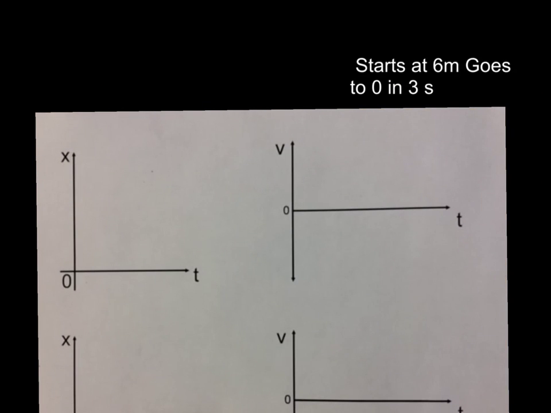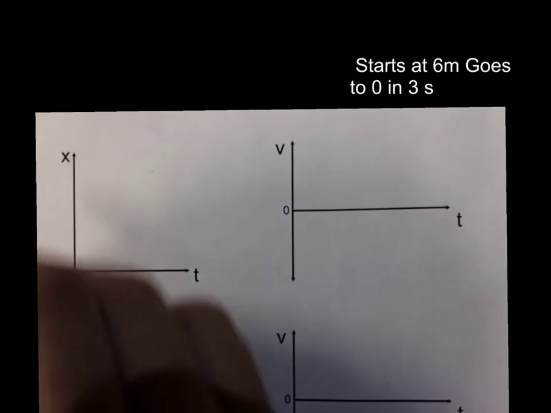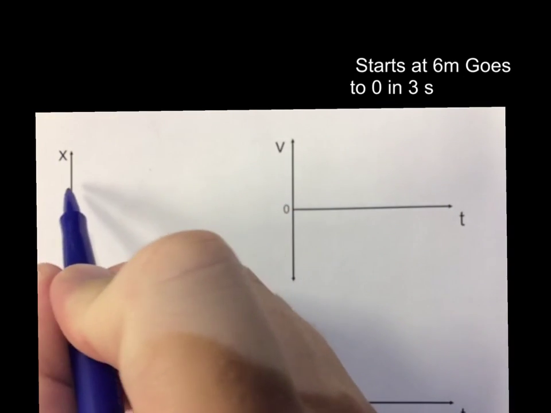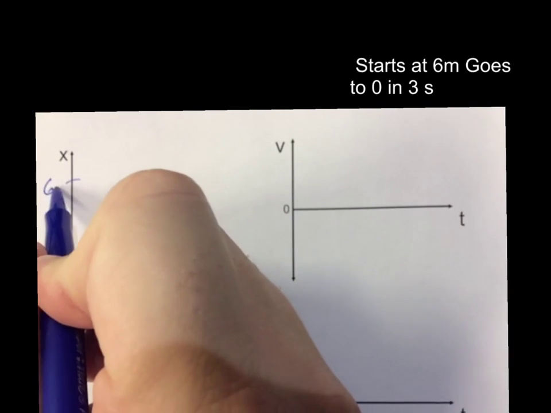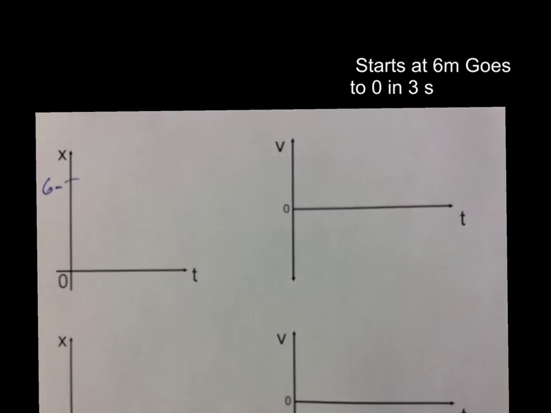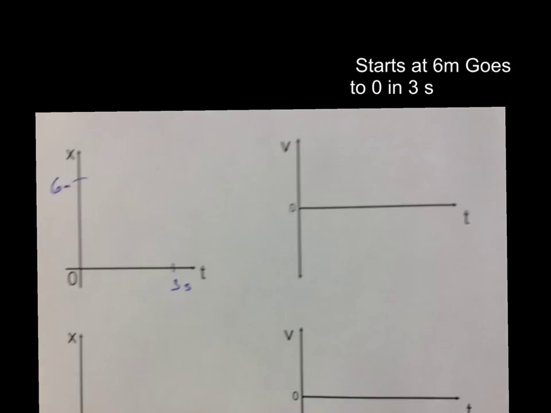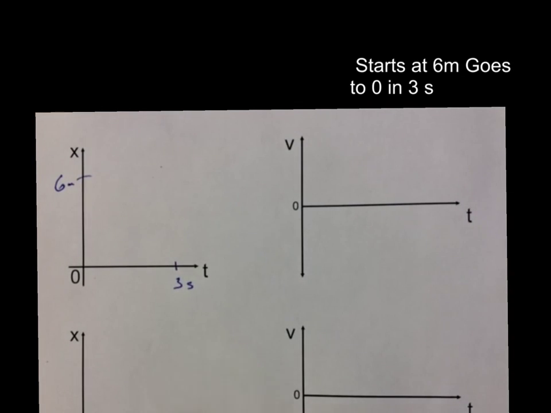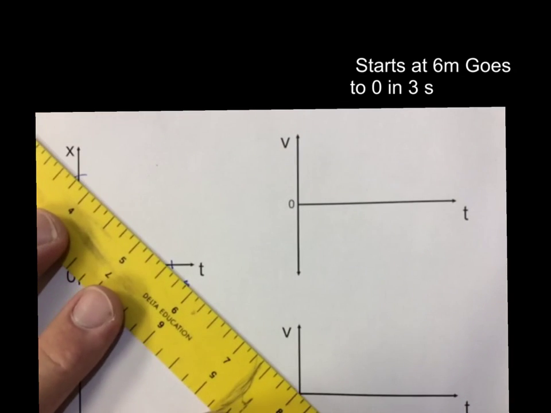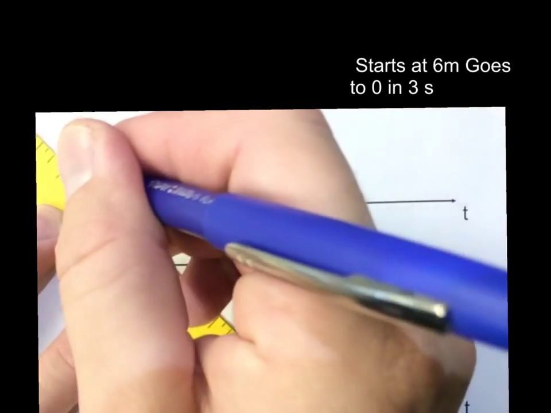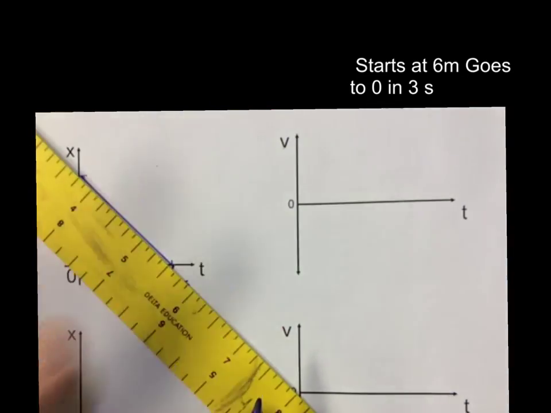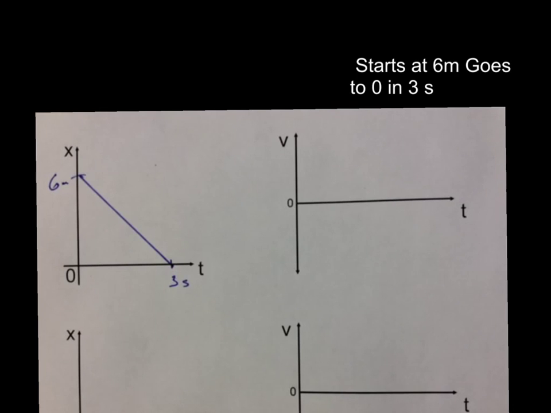Okay, everybody, so let's take a look here at the next scenario. It says we're going to start at 6 meters and go to 0 in 3 seconds. So we go over here on our position versus time. We'd put 6 up near the top, so that's 6 meters. And then down here at the bottom, we know it's going to take 3 seconds for it to get to 0. Now, what would that graph end up looking like? It's going to be a straight line, and it's just going to go down like so. All right, so there is our object that starts at 6 meters and goes to 0 in 3 seconds.